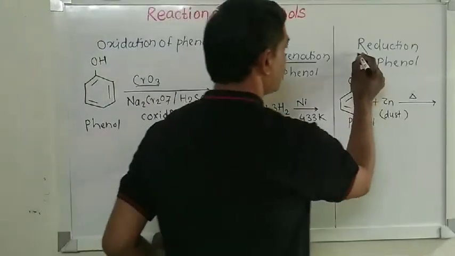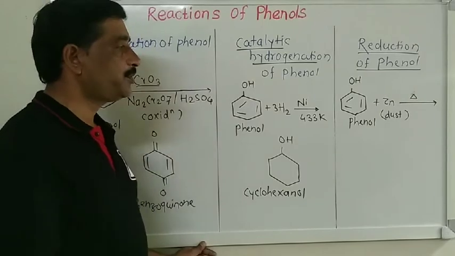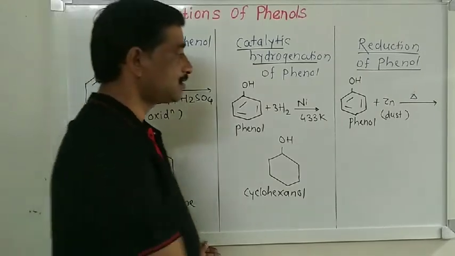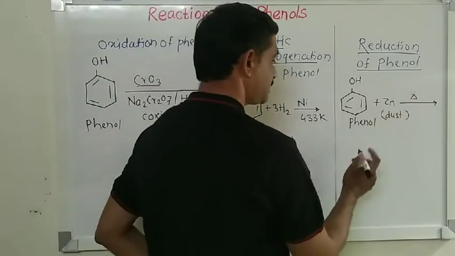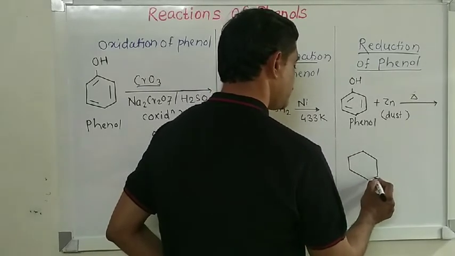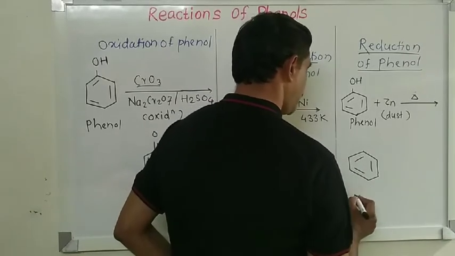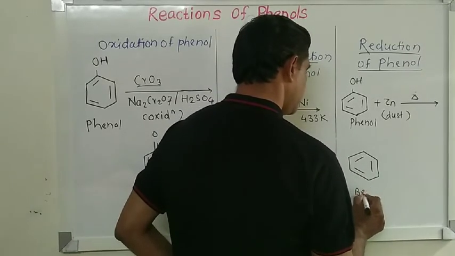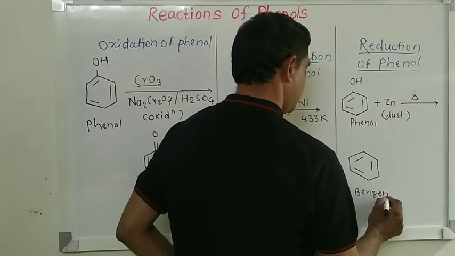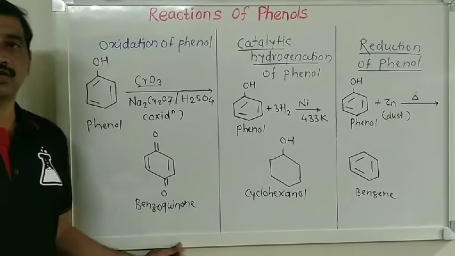And last reaction of phenol is reduction of phenol. When phenol is heated with zinc dust, then OH group is removed from the phenol and we get the product that is benzene. And this chemical reaction is known as the reduction of phenol.